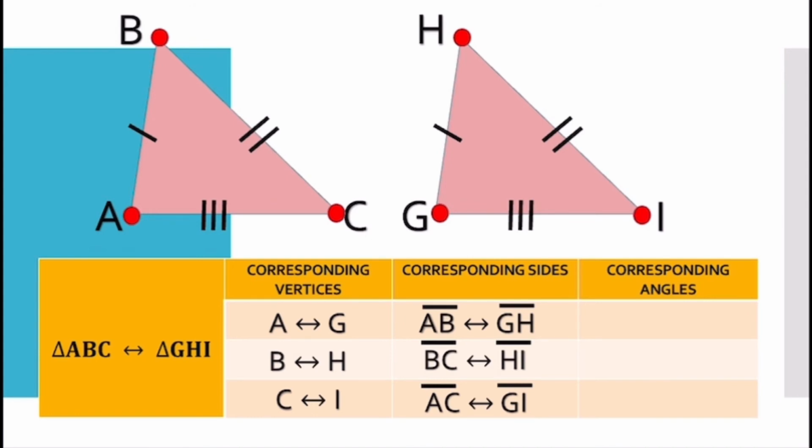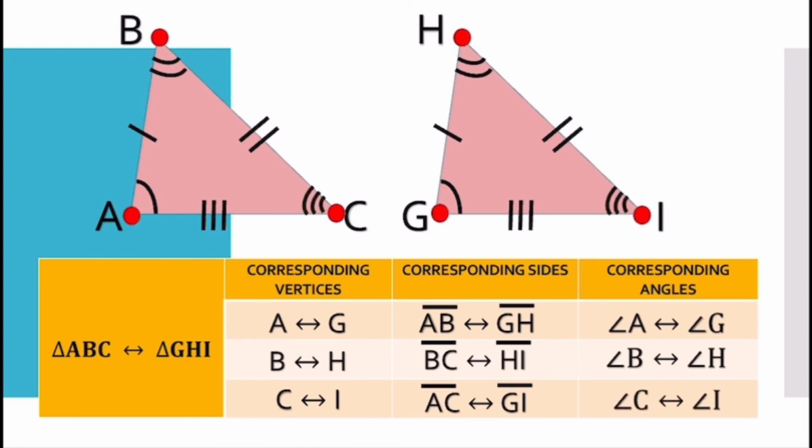Now, let's proceed to our corresponding angles. Angle A is same as angle G. Angle B is same as angle H. And last, angle C is same as angle I. Now, this time, pay more attention as we discuss the concept for triangle congruence.